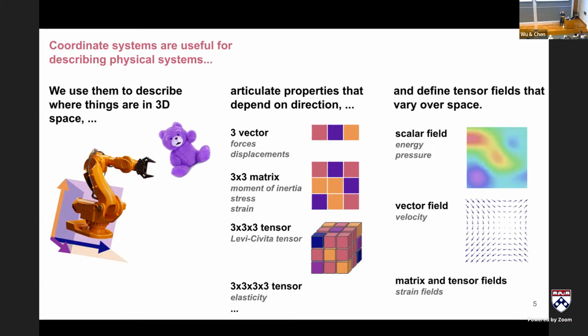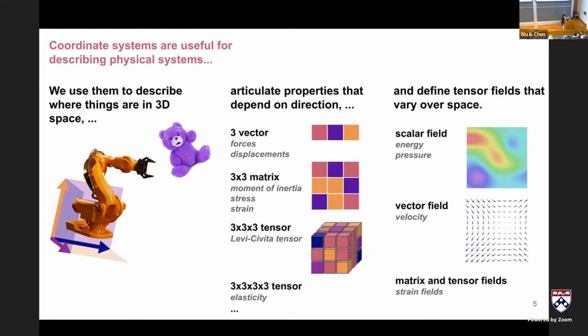And we can also define these tensor fields over space, whether it's scalar fields indicating energies, like an energy landscape, or energies in different areas of a coordinate system, pressure fields, distances from objects, vector fields, and matrix and tensor fields more generally, such as strain fields. So there's a lot of ways that we use coordinate systems.